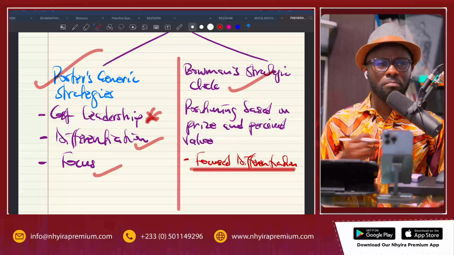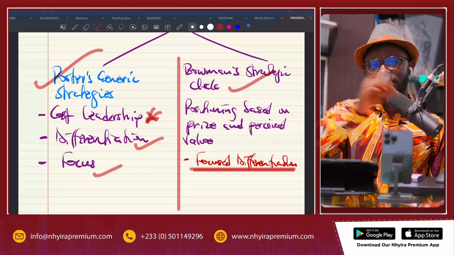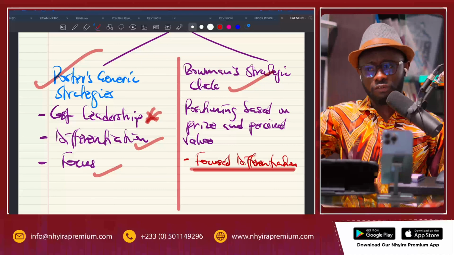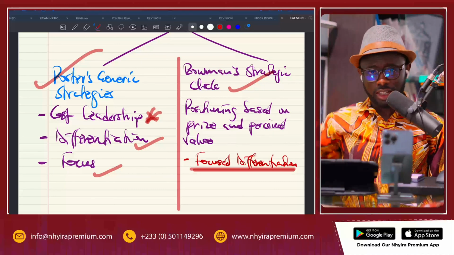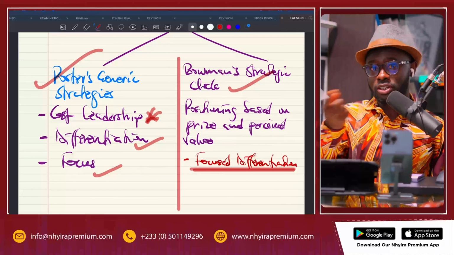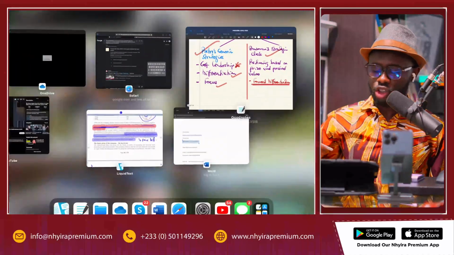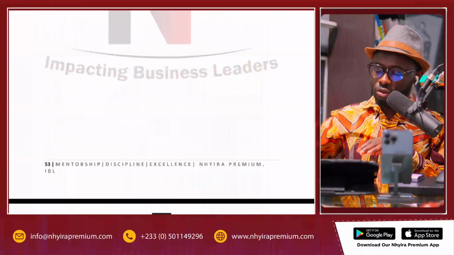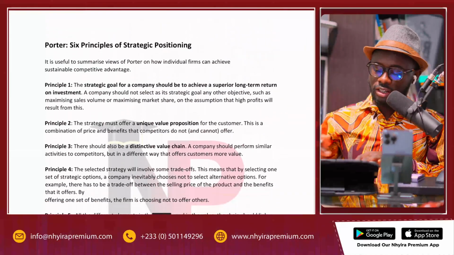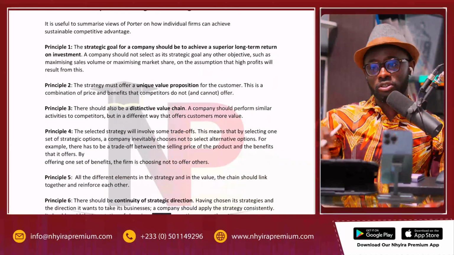That's correct. But then, you know, there are six key principles that companies must follow when they are implementing some of these strategies under Porter's generic. And so that is a question also that the examiner can throw at you, so you need to know about these things. Six principles of strategic positioning.